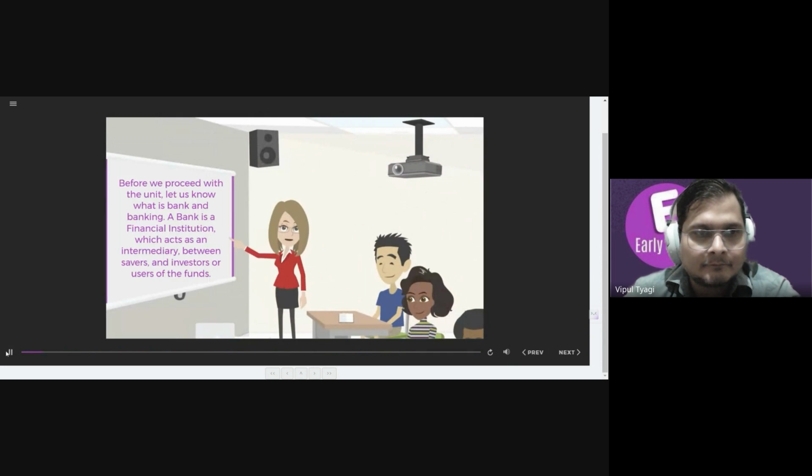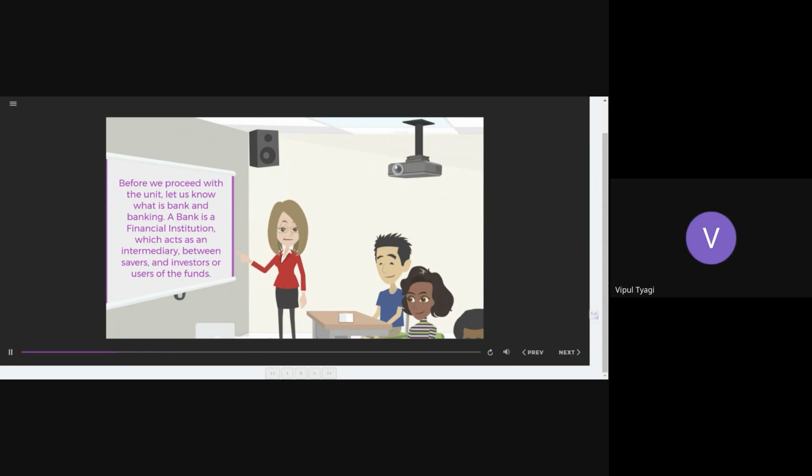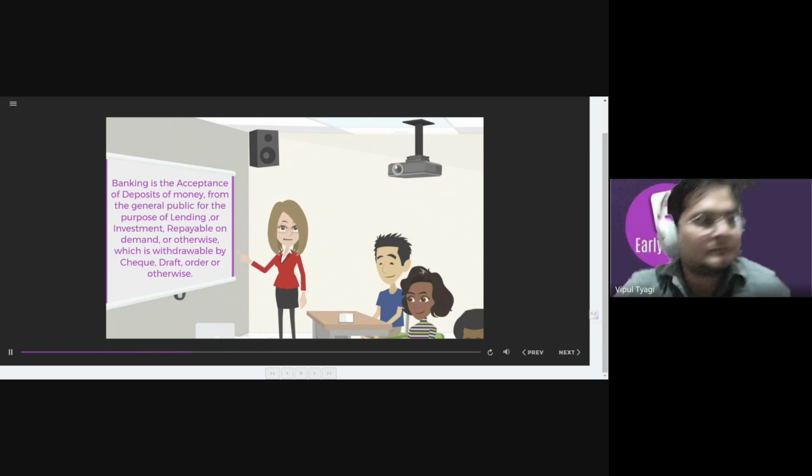Before we proceed with the unit, let us know what is bank and banking. A bank is a financial institution which acts as an intermediary between savers and investors, or users of the funds. Banking, as defined under Section 5B of Banking Regulation Act 1949, is acceptance of deposits of money from the general public for the purpose of lending or investment repayable on demand or otherwise, withdrawable by check, draft, order or otherwise.